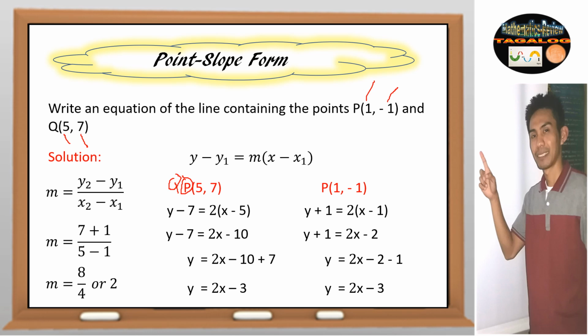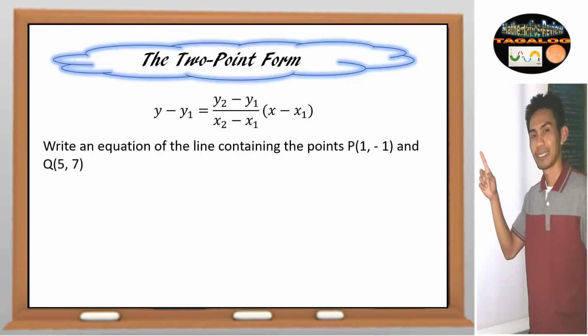So, mayroon din po tayong alternative solution para dito sa ganitong problem kapag dalawa yung point ang given. So, ito po yung tinatawag nating the two-point form. May dalawang points ang given. So, ito po yung equation natin. Y minus y sub 1 equals y sub 2 minus y sub 1 over x sub 2 minus x sub 1 times the quantity of x minus x sub 1.